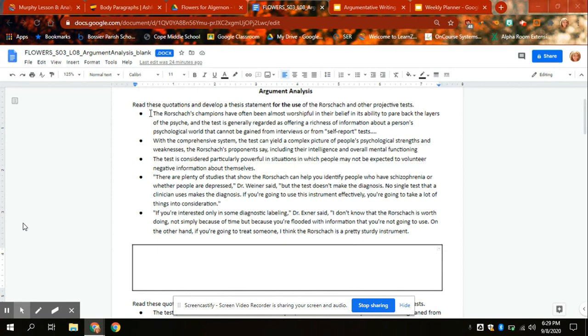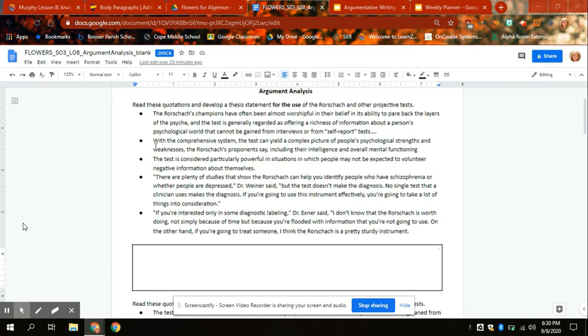The Rorschach's champions have often been almost worshipful in their belief in its ability to pare back the layers of the psyche, and the test is generally regarded as offering a richness of information about a person's psychological world that cannot be gained from interviews or from self report tests. All right, so this first one says that it gives us information about a person's psyche that often we would not be given because a person didn't want to tell us that about themselves. So we get information about a person without them really volunteering it.